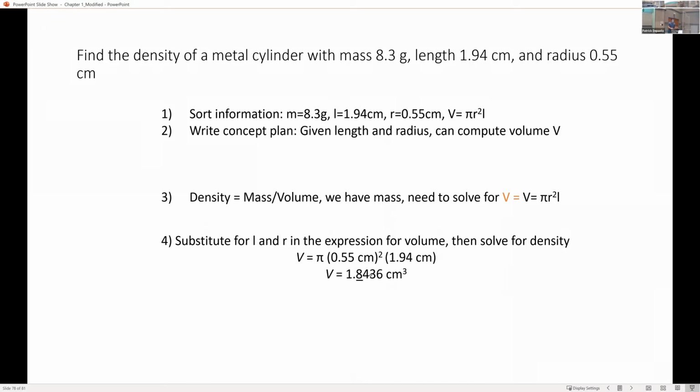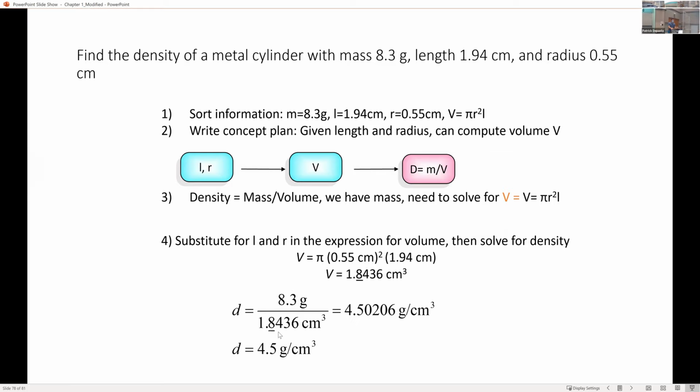You get 1.84 centimeters cubed, and since this is an intermediate step, you want to have the correct number of sig figs. And that was a good question that you asked online, how many sig figs should we use? The answer is 2, because our grams and our radius have 2. So the volume here would be 1.8 centimeters cubed. So then you want to take the mass and divide it by that. You take the mass 8.3 divided by 1.8, and you get 4.5, and your answer should be 4.5.